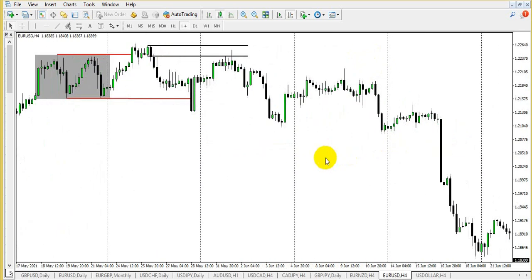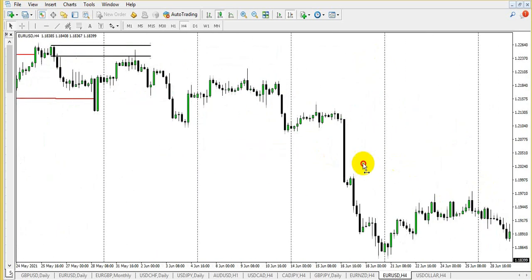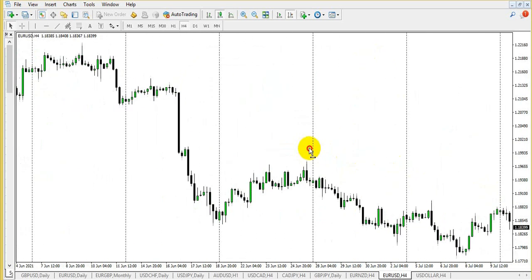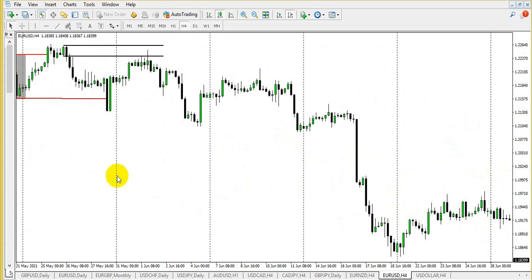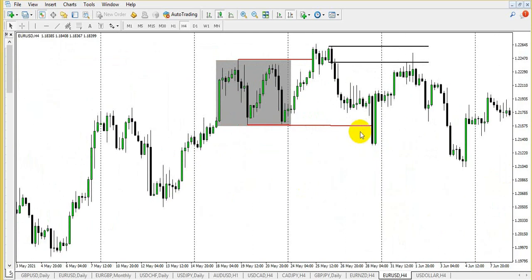Then you can keep on riding downward and downward, and price kept on moving down and down. And that's all about bearish order blocks.